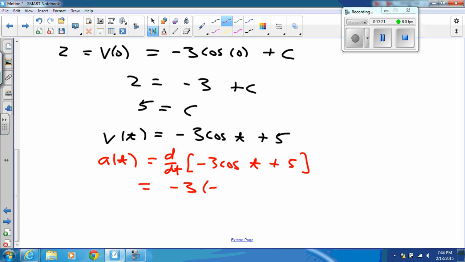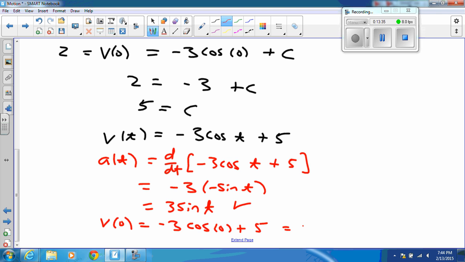We check that the acceleration is correct by taking the derivative of the velocity. That gives me negative 3 times negative sine t plus nothing, or 3 sine t. And that's exactly what we wanted.